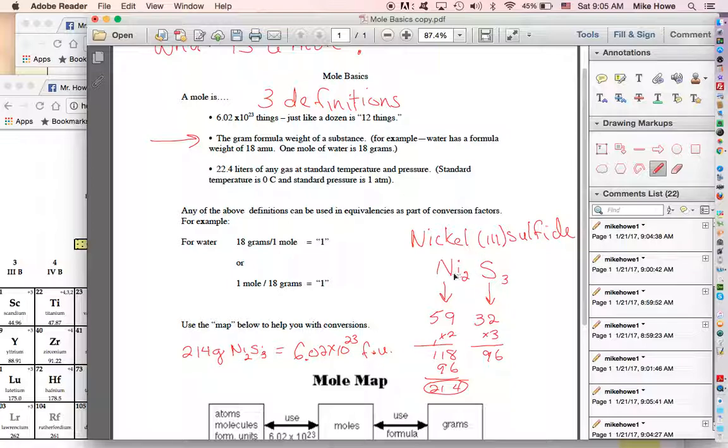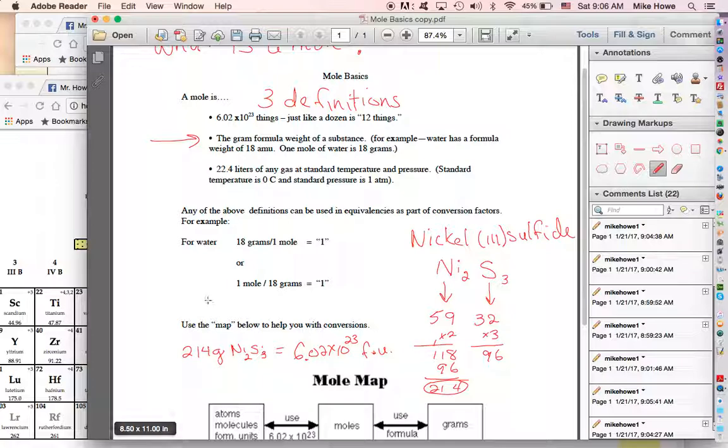You can't call a piece of nickel 3 sulfide a molecule because it doesn't share electrons. It's an ionically bonded thing. Electrons are transferred from the nickel to the sulfur. So we call the simplest piece of that a formula unit. Just one Ni2S3 is a formula unit. And there are this many of these formula units in 214 grams.